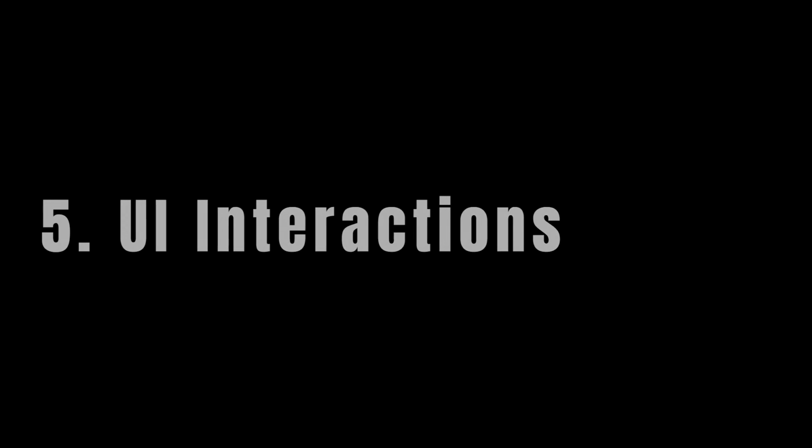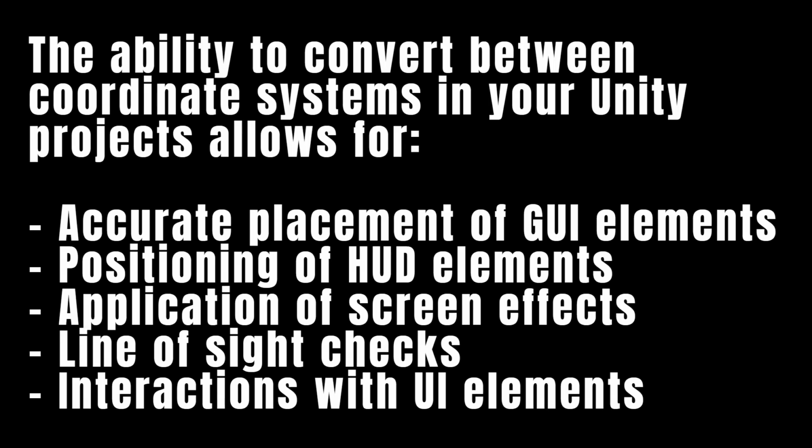These are just a few examples of how transforming positions from world space to screen space can be useful in Unity. The ability to convert between coordinate systems allows for accurate placement of GUI elements, positioning of HUD elements, application of screen effects, line-of-sight checks, and interactions with UI elements in your Unity projects.